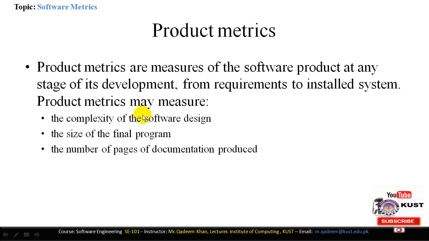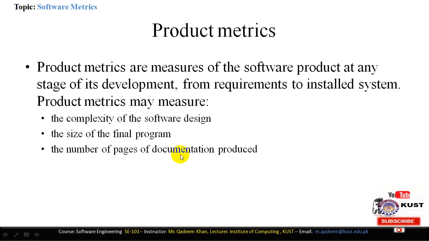Product matrix may measure the complexity of the software design, how complex the software design or the product is, how many modules there are, how they are interfacing with each other, the number of interfaces and communication lines of the modules, etc. The size of the final program. The final program's lines of code is measured here, which is the line of code matrix, excluding the comment statements. Only executable statements should be counted in the size of the final program.